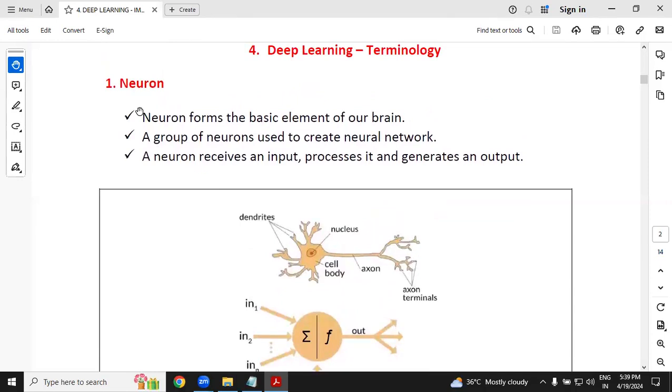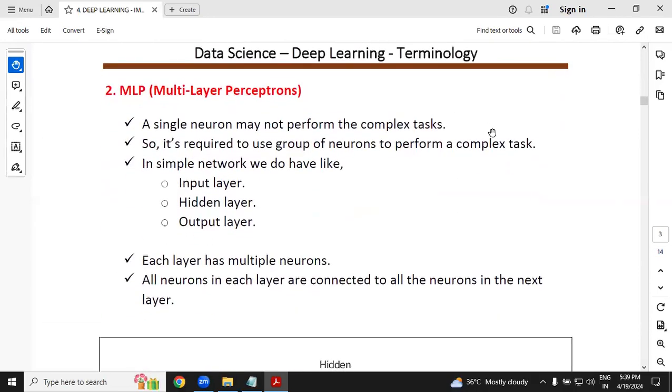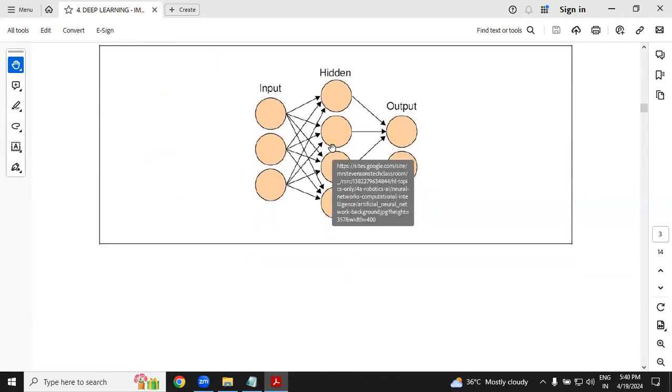Let's move on. The second point is MLP. MLP means multi-layer perceptron. Let me show you the diagram. I hope this diagram you already know. What is the first one? Input layer, hidden layer, output layer. Simple. One more time: input layer, hidden layer, output layer.